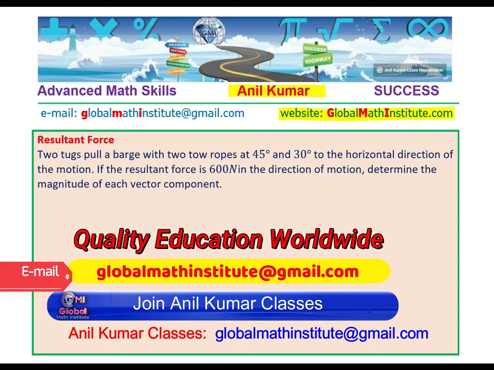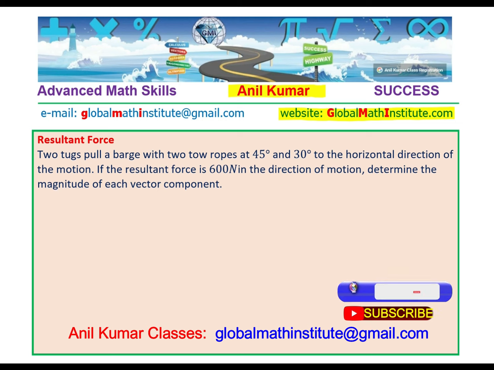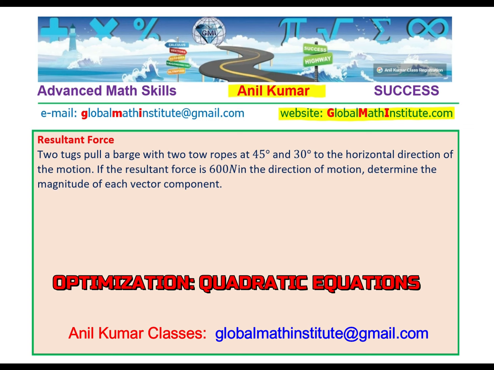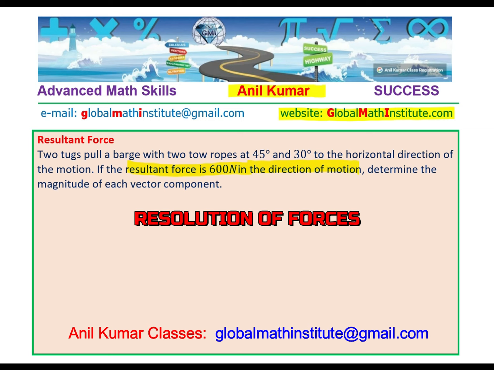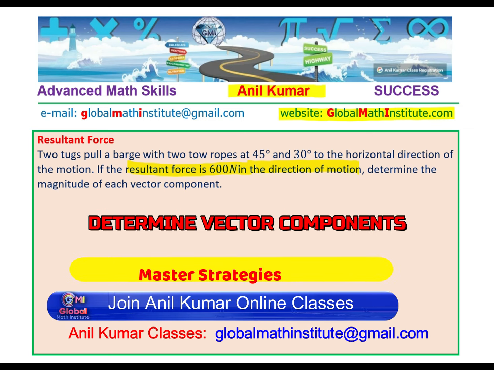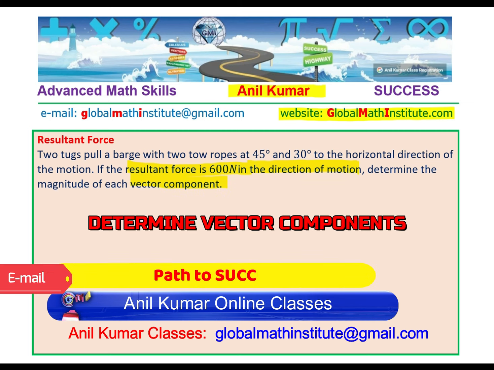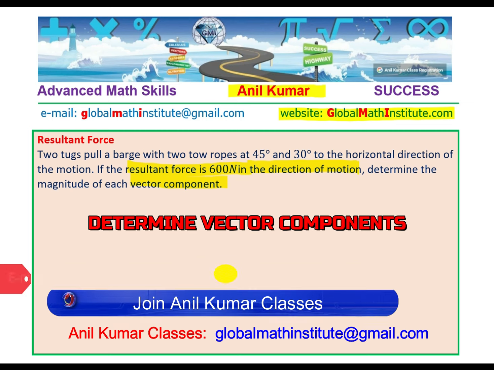Okay, so let's read the question first. Two tugs pull a barge with two ropes at 45 degrees and 30 degrees to the horizontal direction of the motion. This statement is indeed complicated. Let's try to read it once again and understand what the question is really asking for. So we have two tugs which are pulling a barge with two different tow ropes. One is at 45 degrees, the other one is at 30 degrees to the horizontal direction. Make sense? If the resultant force is 600 newtons in the direction of the motion, determine the magnitude of each vector component. These are very complicated statements, right? So that's why we need to spend some time before we answer.